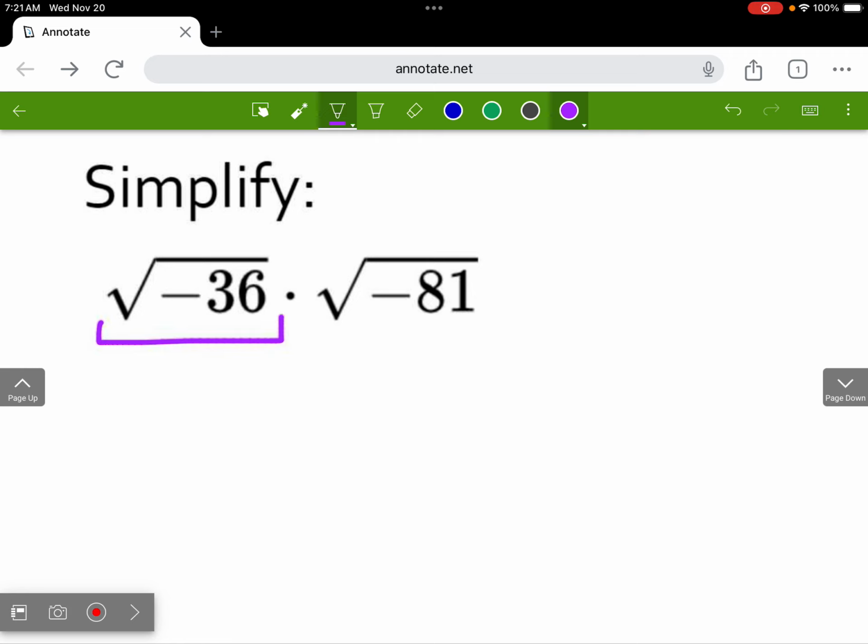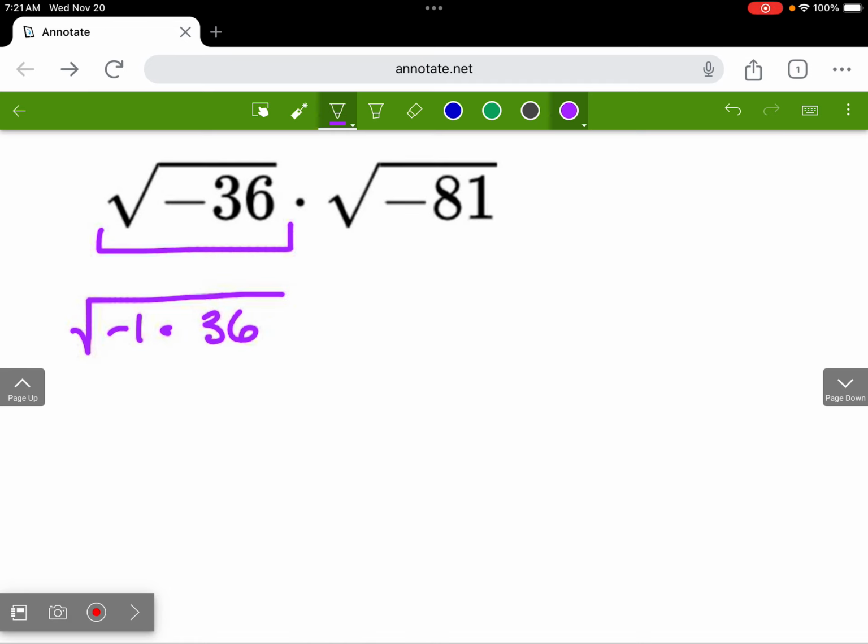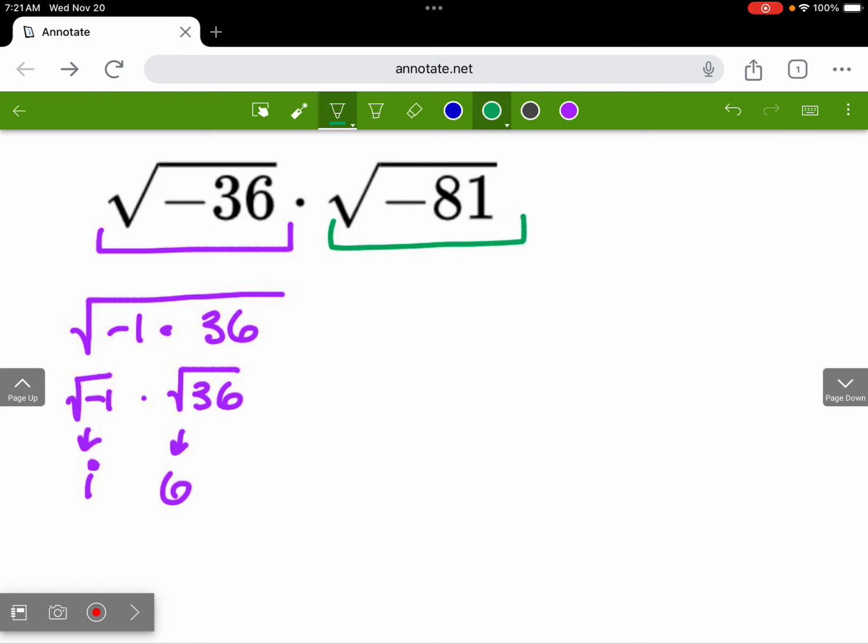So this first one, we could rewrite this as the square root of -1 times 36, because we know that the square root of -1 is a thing. And then we can look at the square root of 36, because our square root of -1, that's the piece we call i. What is the square root of 36? 6.